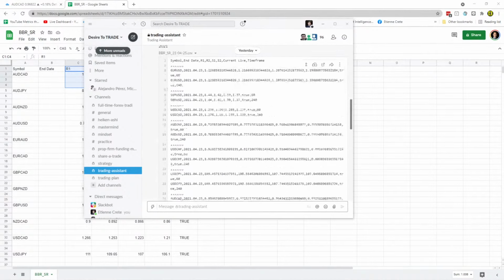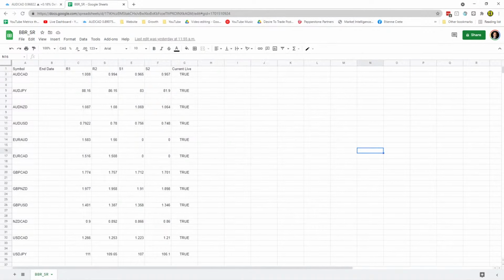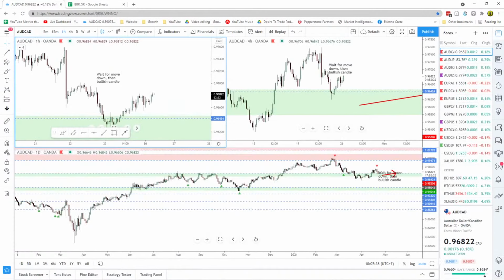We could download the file and open it, but that's not the point. There's a date for each zone, which is pretty cool. Anyway, let's go to the chart, and I'll show you how that works out and what we do about this.